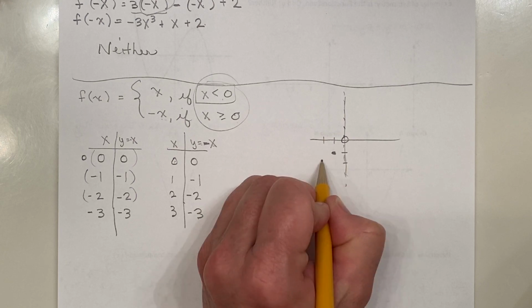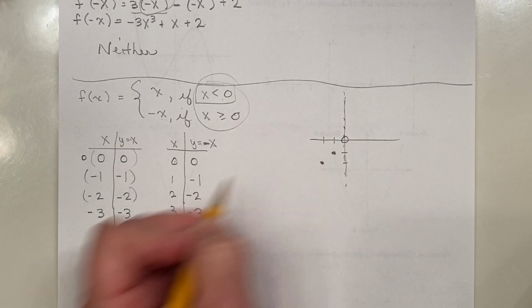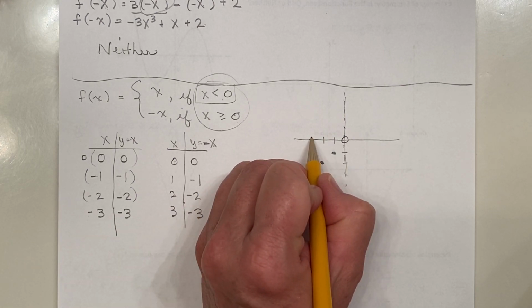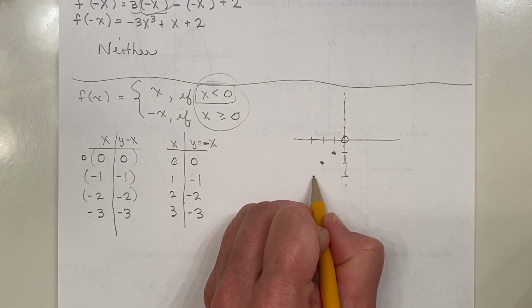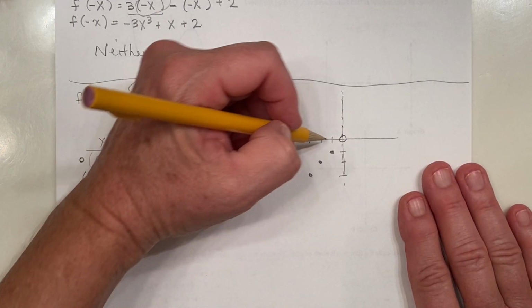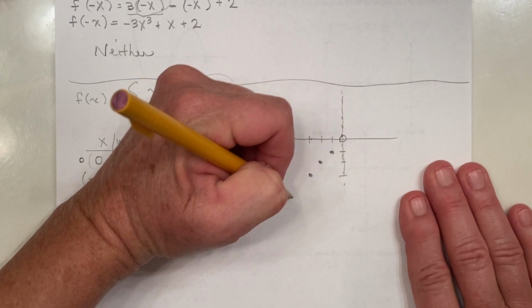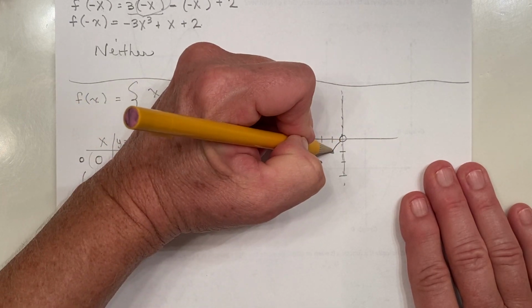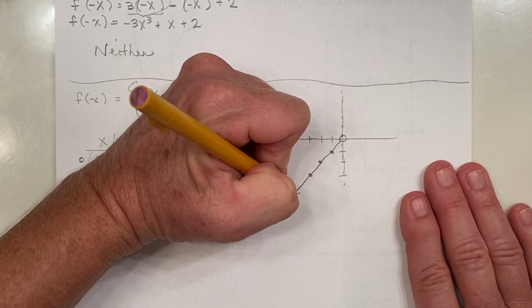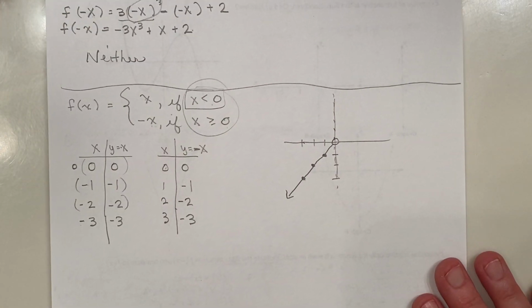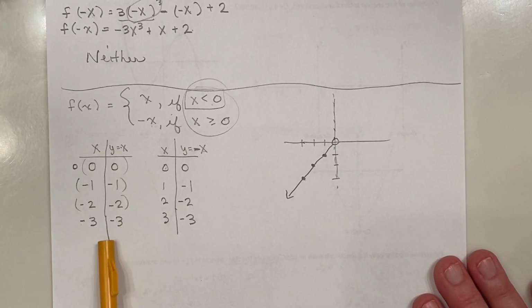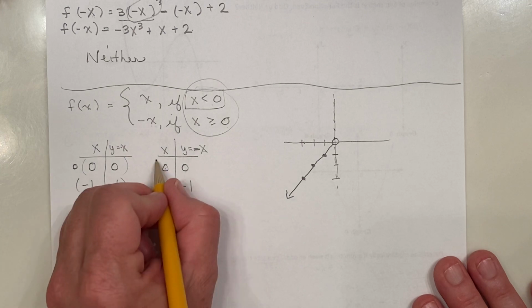-2, -2, filled in circle. -3, I got it, -3. I have enough points here to tell me that I'm going to continue plotting points this way. So let me connect these points, draw a little bit further, and put an arrow. This table's complete. Now let's plot these ordered pairs.